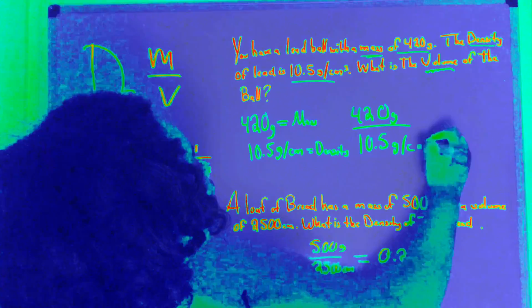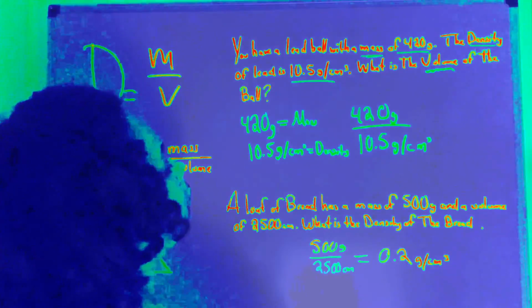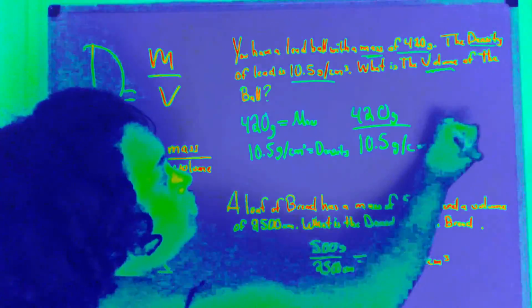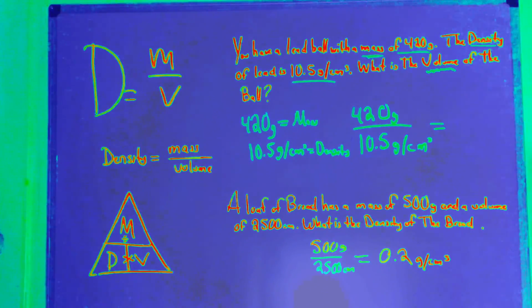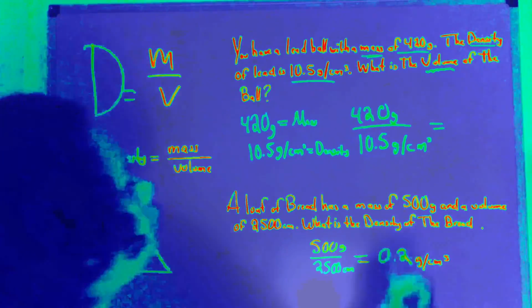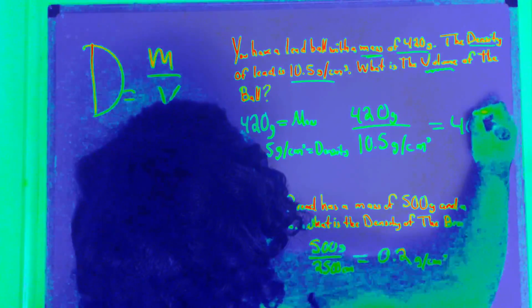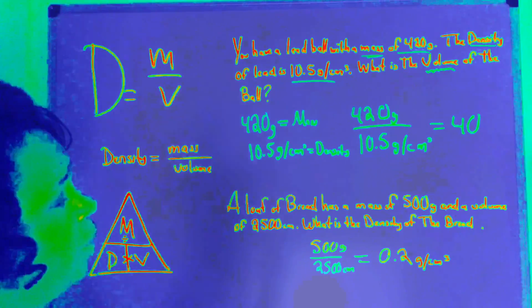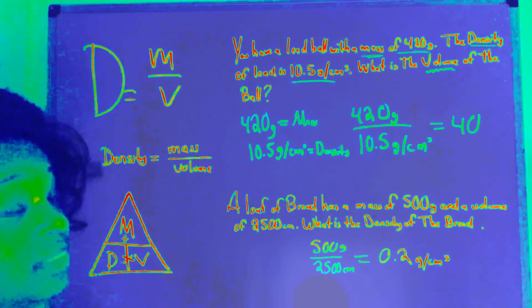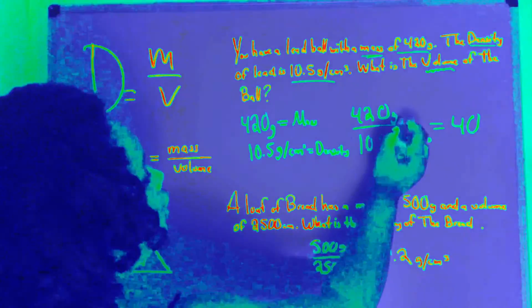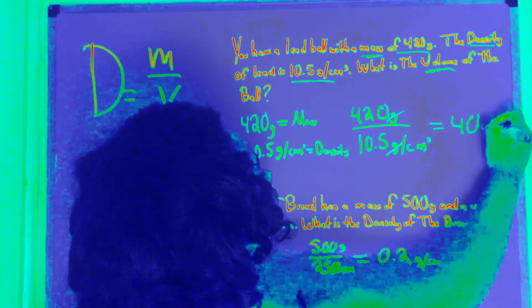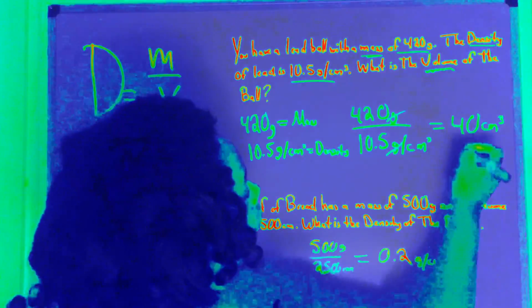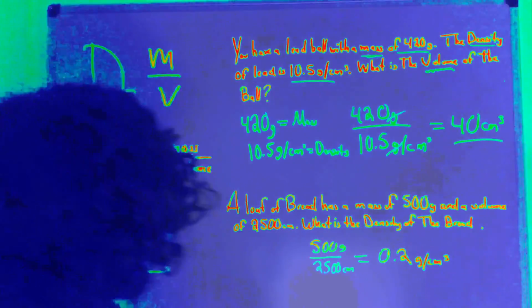Alright, so basically we'll just divide that, and I'll do it at the same time you guys do it. So we get 40, and sometimes you might even have a tricky question, but I doubt that the HESI is tricky like that. You will cross out the grams, the grams cancel, and that leaves you with cubic centimeters. And that's the answer.